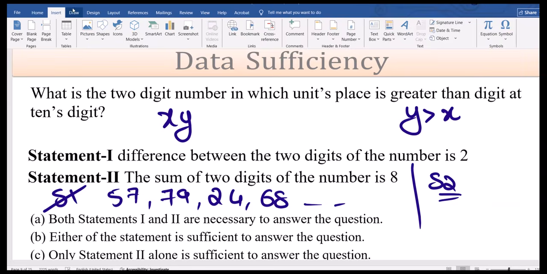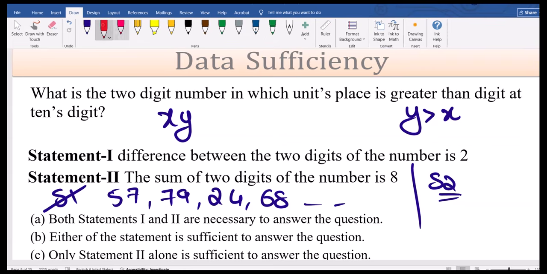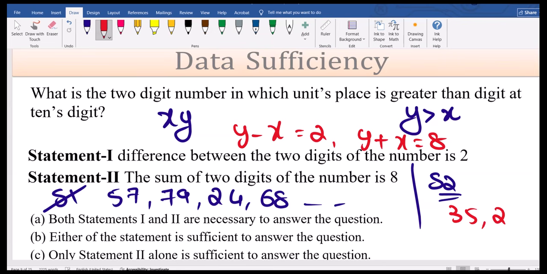Next, 2 alone. 2 alone, what they said? 1 alone, difference means y minus x is equal to 2. Using 2 alone, y plus x equal to 8. Probably if you go for 2 alone, I can say 35, 26, 17. Statement 2 alone also not okay. It can be 35, 26, 17, because the sum is equal to 8.